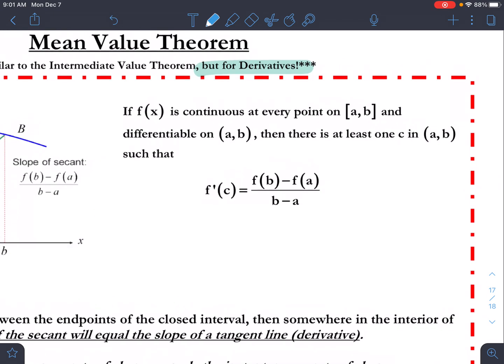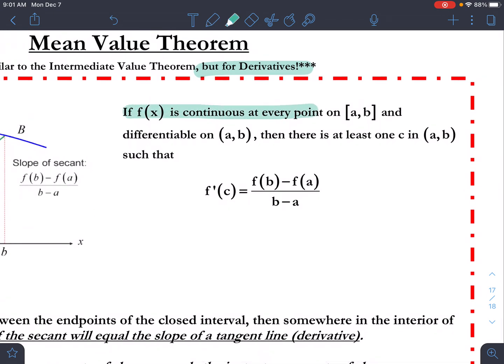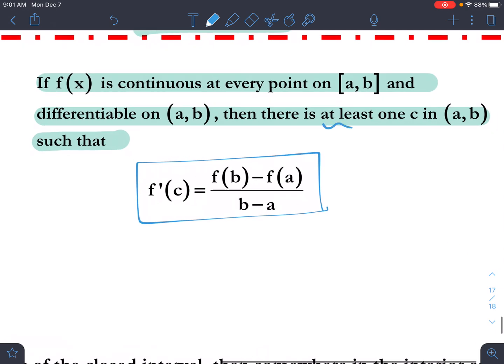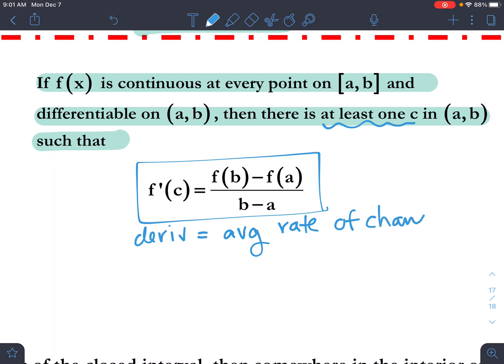So now we're going to talk about a similar idea here. If f of x is continuous from a to b and differentiable on the open interval a to b, then there's at least one c value in (a, b) such that this holds. This looks a little strange, but we're guaranteeing there's at least one x value where the derivative at that x value, that instantaneous rate of change, is equal to f of b minus f of a over b minus a, the average rate of change. So the instantaneous rate of change is equal to the average rate of change.